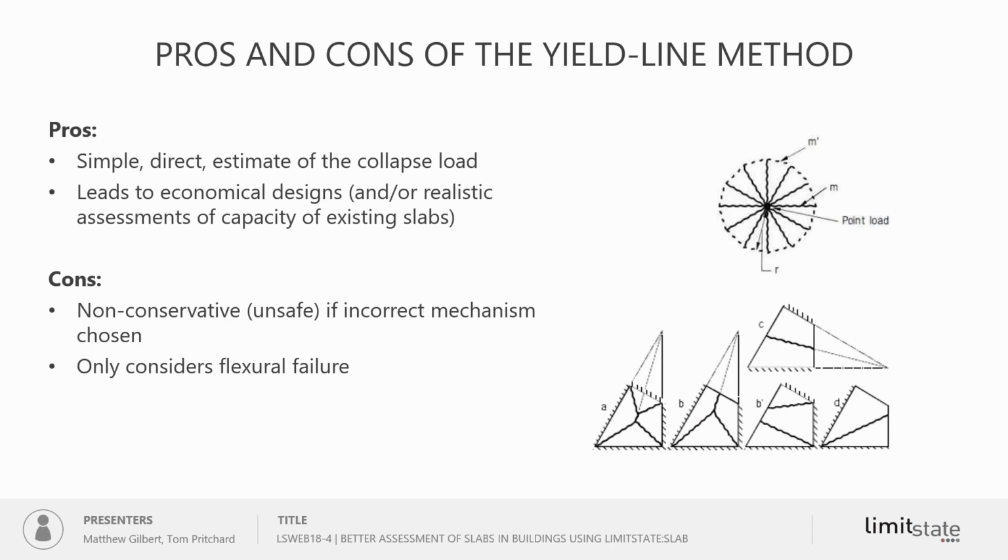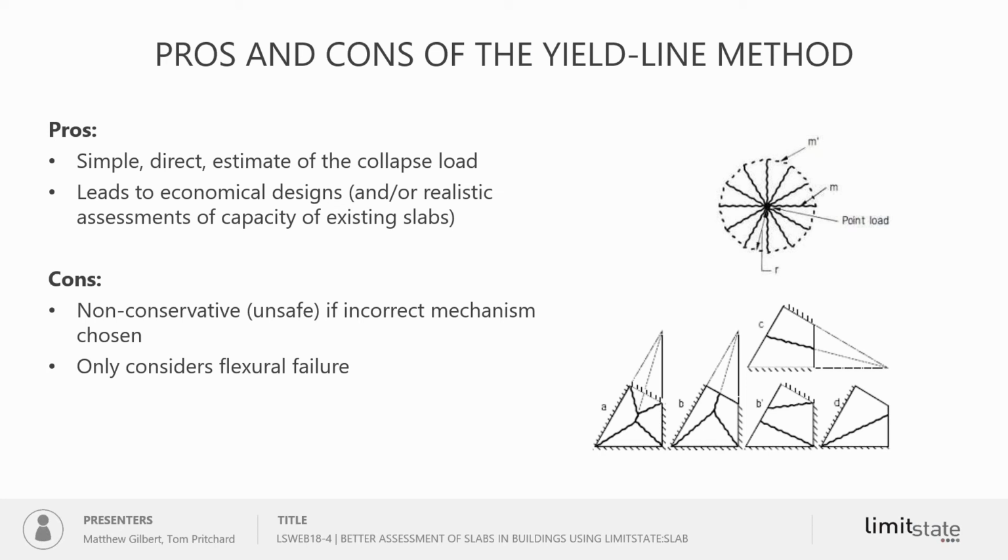In terms of what's good and less good about the yield line method, the good things are that you get an estimate of the collapse load directly, and the key thing is that you can end up with very economical designs or more realistic assessments of the capacity of existing slabs. The downside is that it's non-conservative, or unsafe, if you choose the incorrect mechanism, and that's been a big problem with its usage as a hand analysis tool. It's much less of an issue if you're using a computer-based technique such as LimitState SLAB.